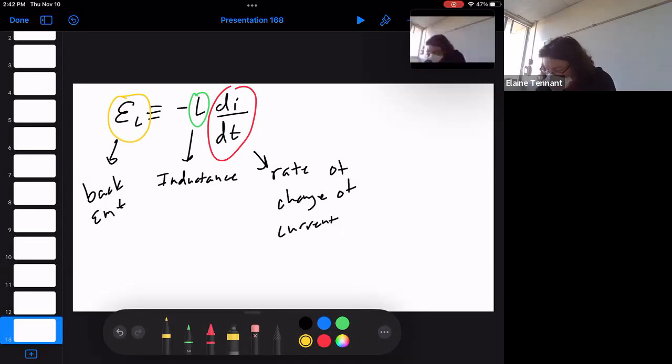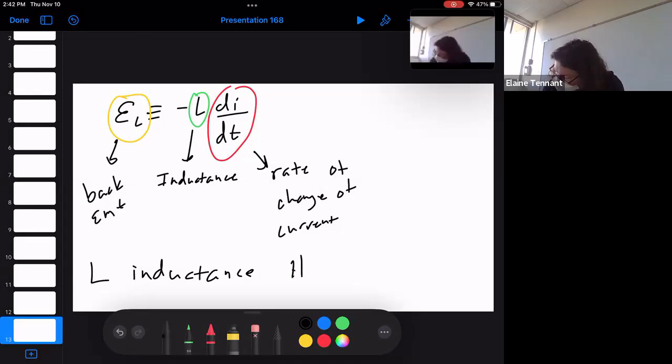Okay. So let's talk a little bit about what we're defining inductance to be. Capital L, inductance. You measure it in henries, where 1 henry is 1 volt second divided by amp.